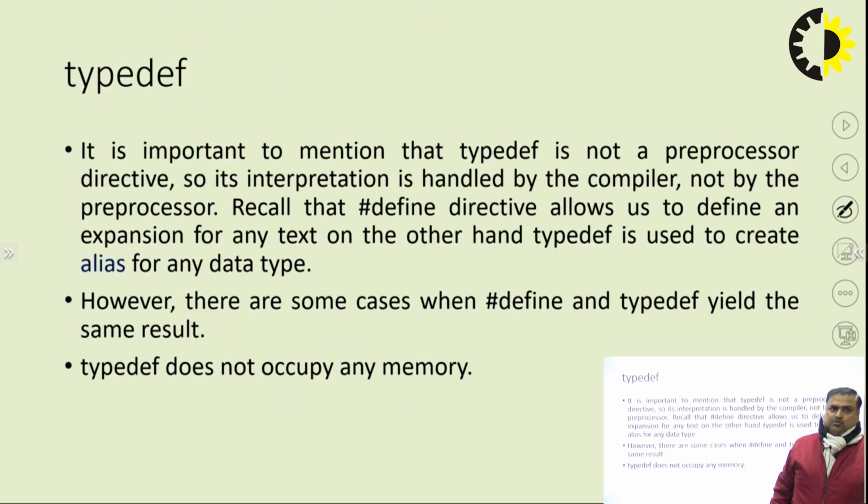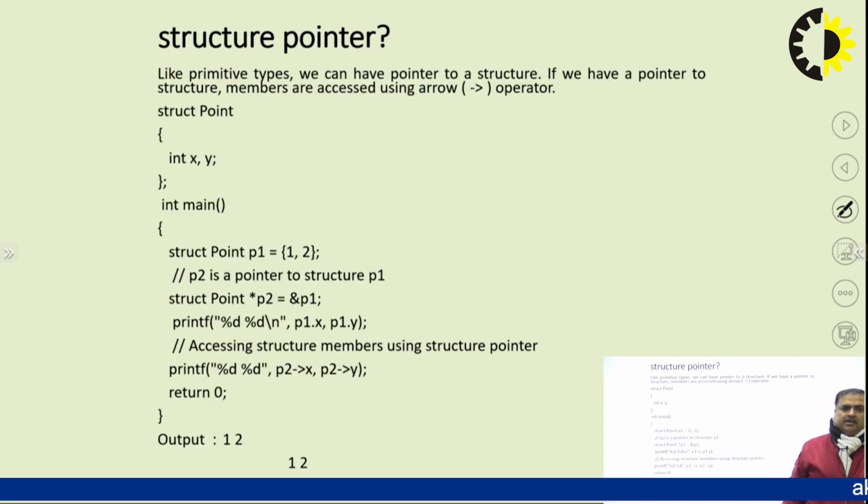Typedef is used to create an alias for something. It is not a preprocessor directive. Rather, it is just giving information to the compiler about another name for something. It does not occupy any memory.